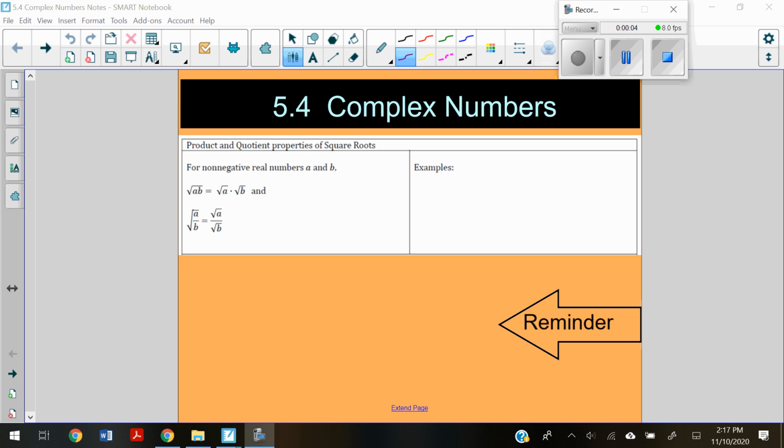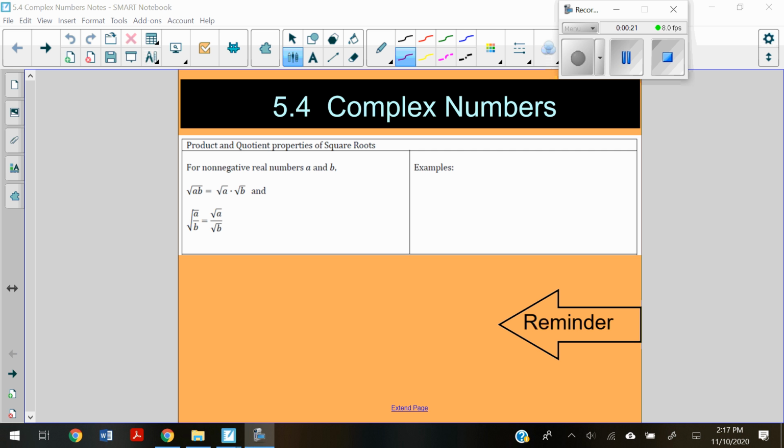Welcome to 5.4. We're going to talk about complex numbers. I do have this broken up. We're going to have part of the lesson in this video, and then the other part you'll either get in a video or we'll talk about in class. All right, so let's talk about product and quotient properties of square roots.